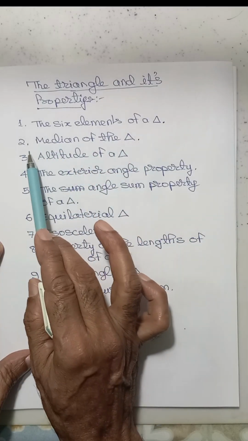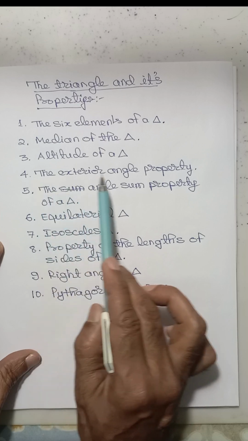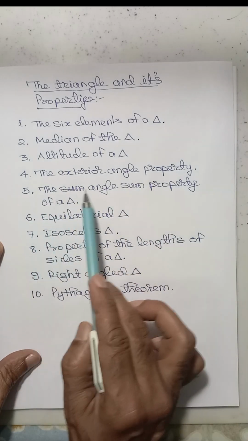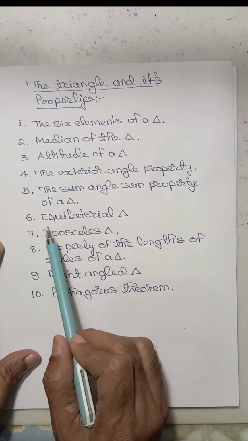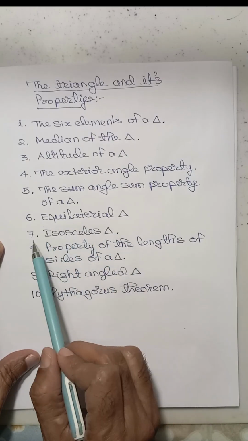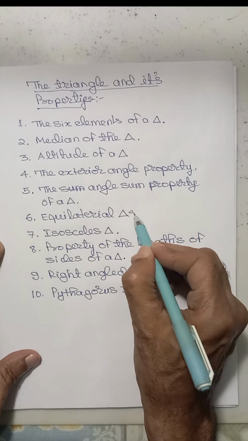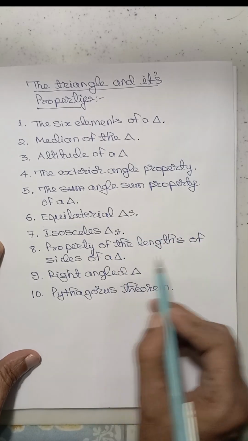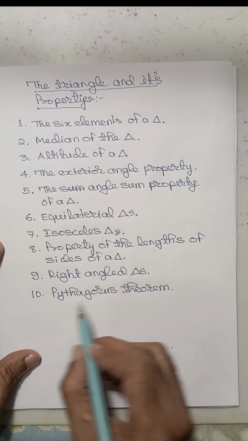The six elements of a triangle. Second, median of the triangle. Third, altitude of a triangle. Fourth, the exterior angle property. Fifth, the angle sum property of a triangle. Sixth, equilateral triangle. We will discuss the details about equilateral triangle. Seventh, isosceles triangles, the properties of isosceles triangles. Then property of the length of sides of a triangle. Right angle triangles, Pythagoras theorem.